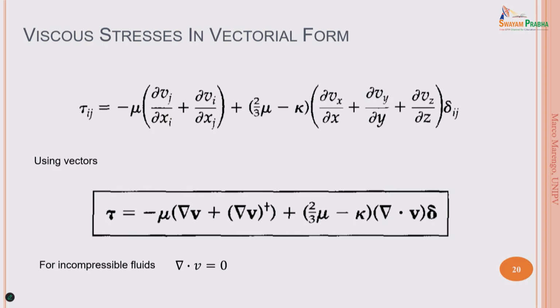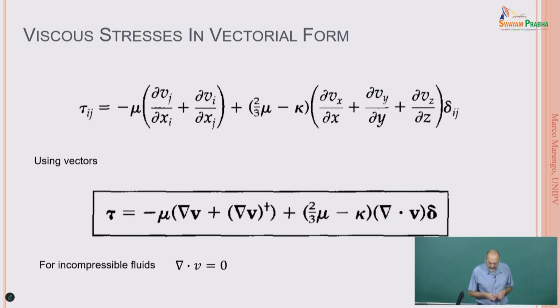So at the end, if you consider now the viscous stresses in the vectorial form, we landed with this equation, okay? And we can use the vectors, and you can write the same equation with vectors. Consider also that for incompressible fluids we have that nabla dot V is equal to 0. So this part for incompressible fluids is going away. Also it's simplifying a lot, right? So it's not too bad. So this means that these are the viscous stresses in the very general form, also for compressible fluids.